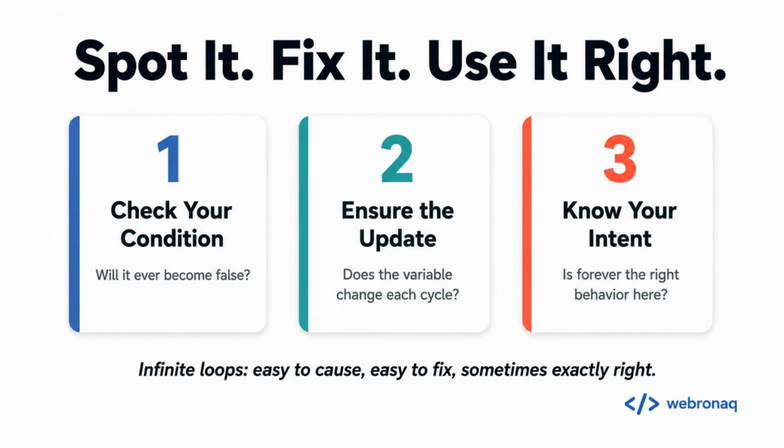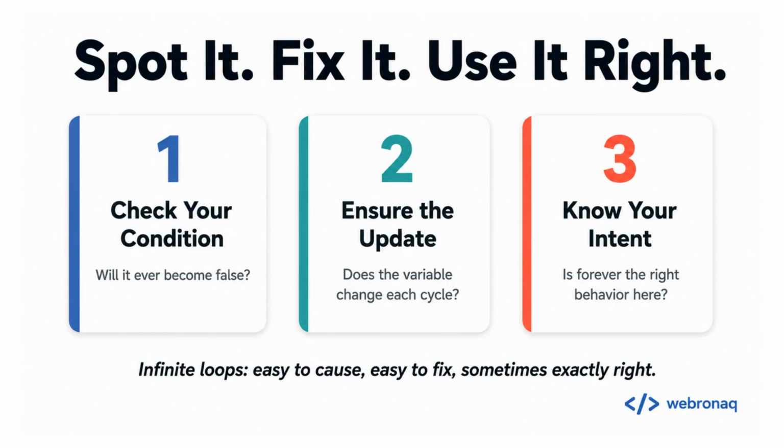Let's wrap everything up. Alright, let's bring it all together. An infinite loop happens when a loop's exit condition is never met, and we trace that back to 3 main causes: a missing update to the loop variable, a condition that is always true, and accidental reassignment that resets progress inside the body. To spot and fix one, run through 3 quick checks.